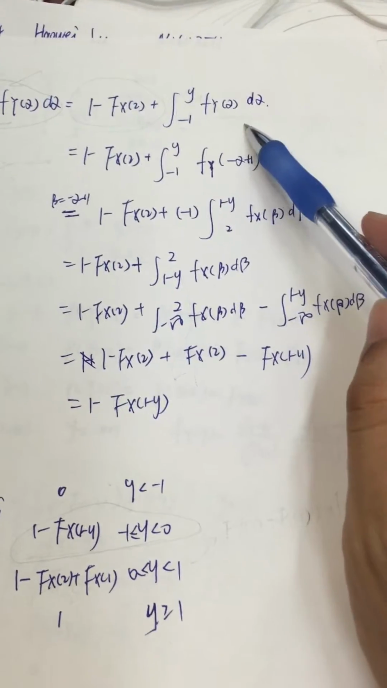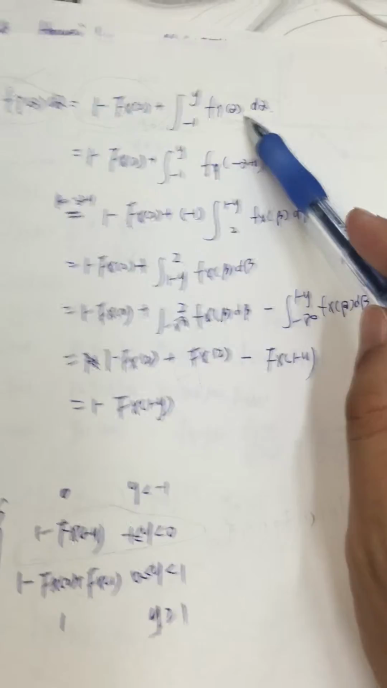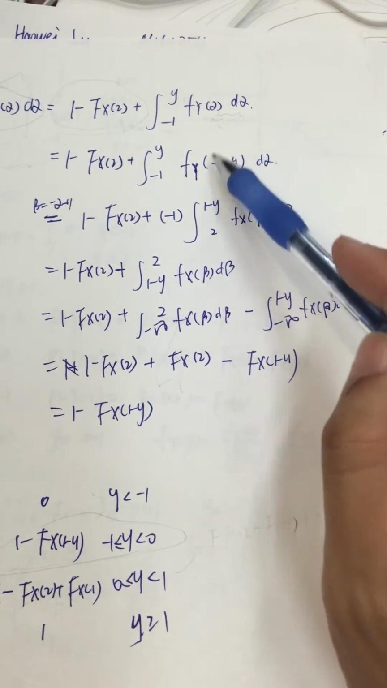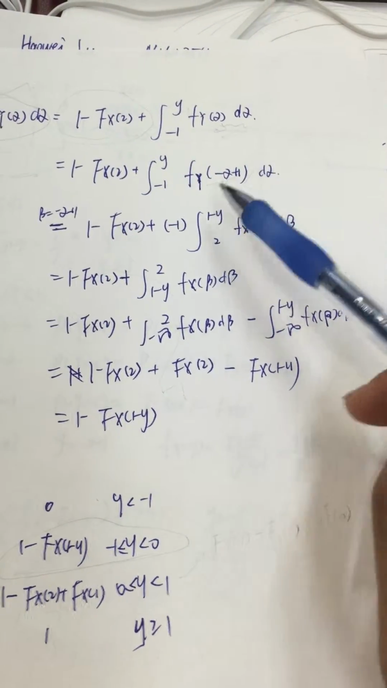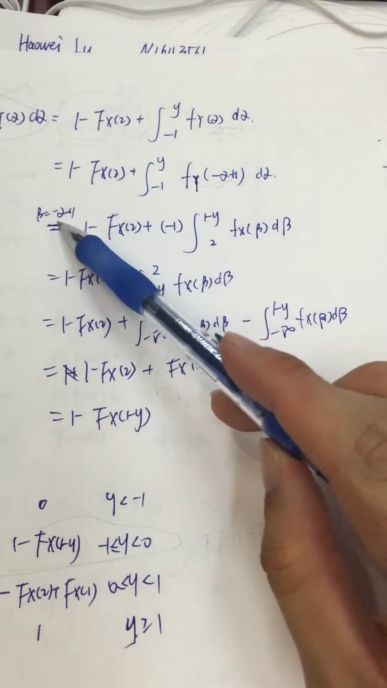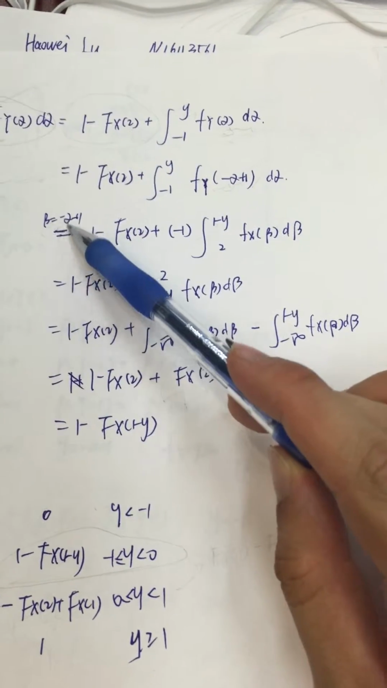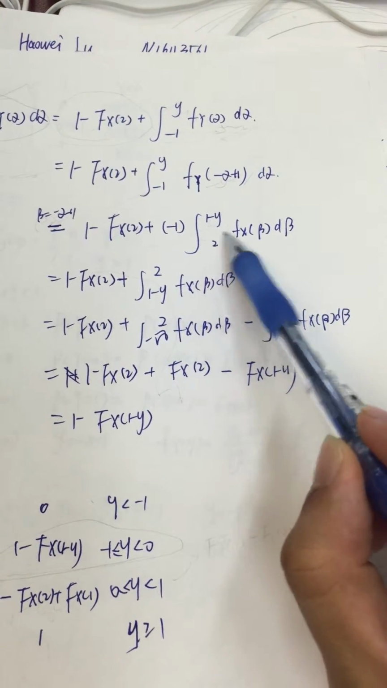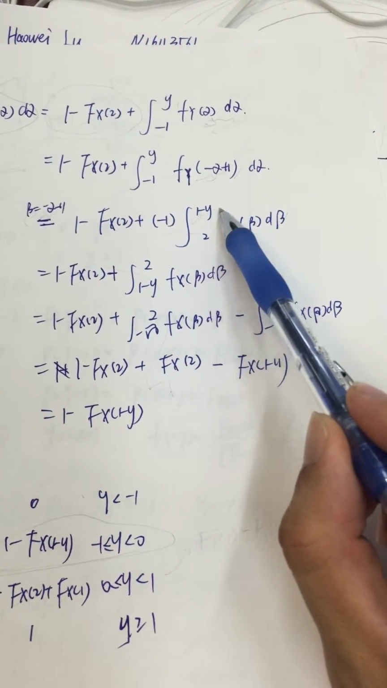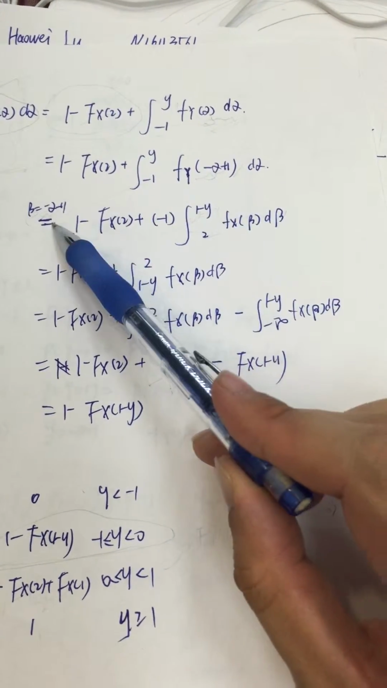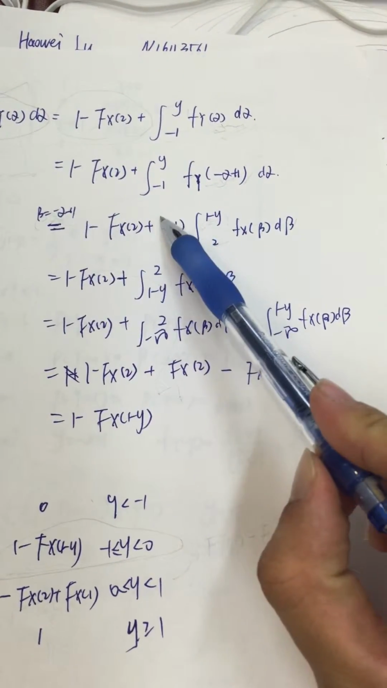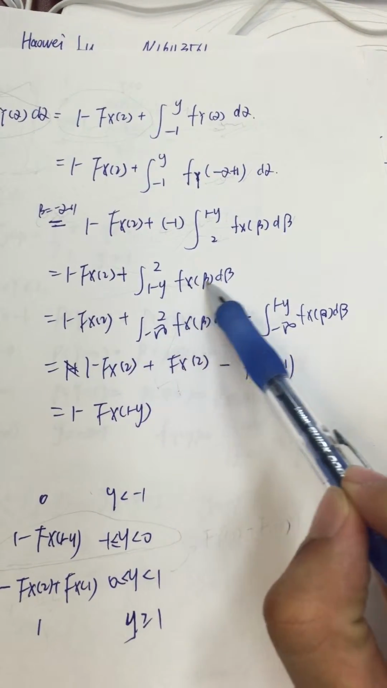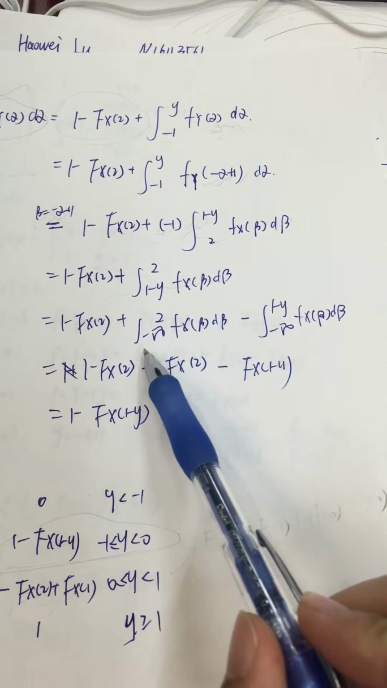So we change the variable from alpha into -alpha plus 1. In the second part we let beta equal -alpha plus 1. So this also changes from alpha to beta. This value will become 1. Because of the change there is a minus sign, so we need to add a -1 here. So it is very easy to get this part.